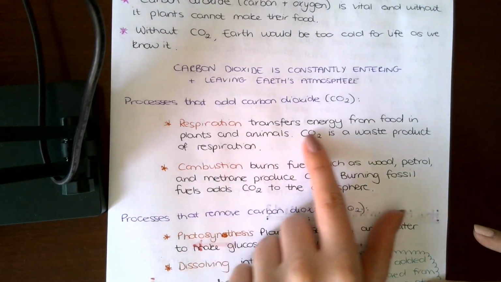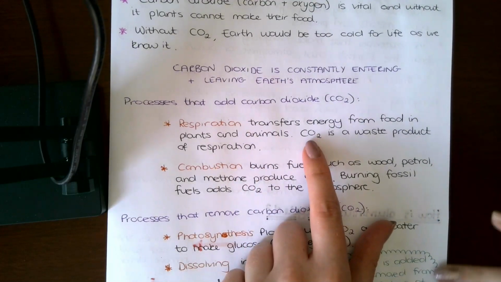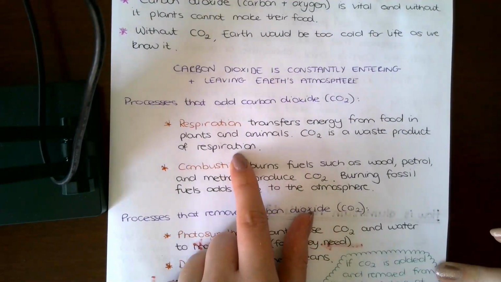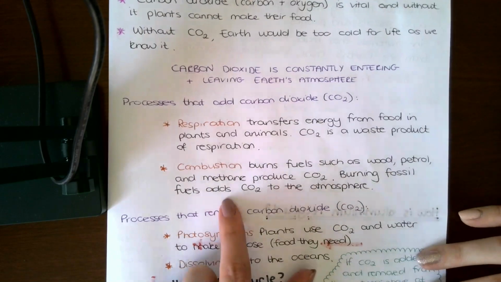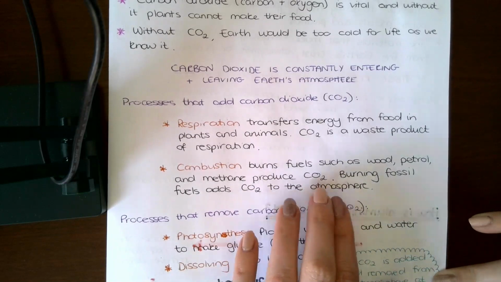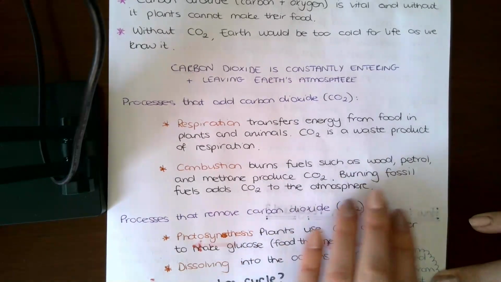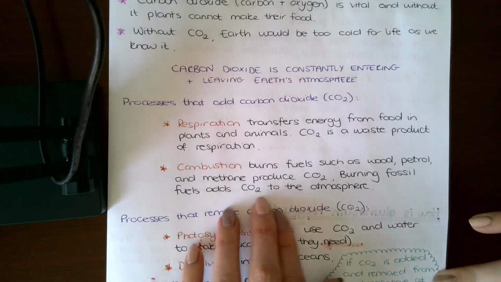Respiration transfers energy from food in plants and animals, so us included. CO2 is a waste product of respiration. Respiration is the chemical reaction that humans and animals use to produce energy. Carbon dioxide is what we breathe out, so this gets released into the atmosphere. Combustion is when we burn fuels such as wood, petrol and methane. They produce CO2 because they've got carbon locked up in them, and when we burn them it releases this carbon. Burning fossil fuels, so coal, oil and natural gas, also adds CO2 to the atmosphere.